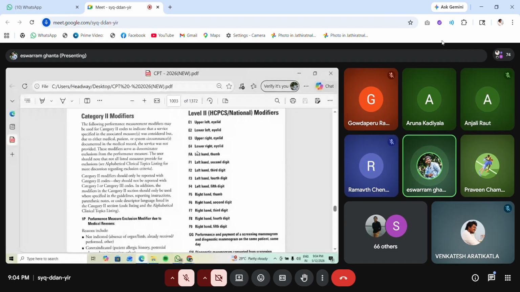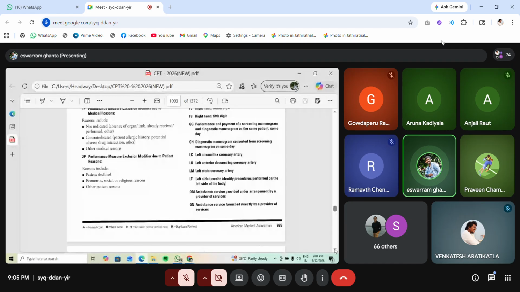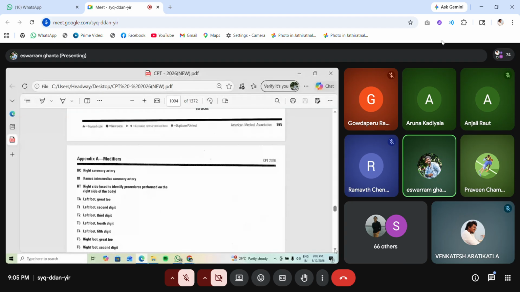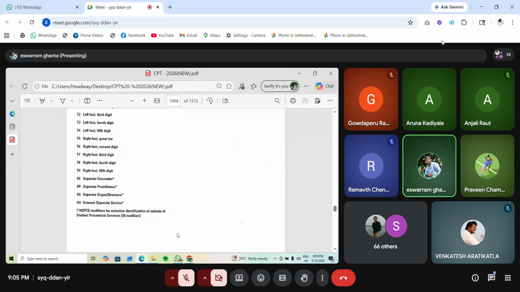Like that, these are very important to give the clear anatomical site. So in that way these modifiers are very important. Like that, you can go through this. And there are XE, XP, XS, XU. These are the HCPCS modifiers. I'll tell you about these things also.